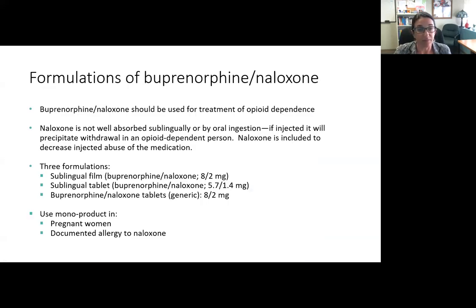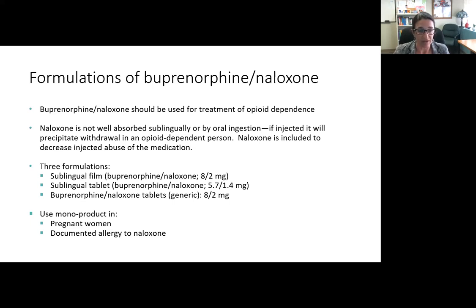So again, this is kind of summarizing that table. We are going to be using that combo product most usually for treatment of opioid use disorder. And the reason for that second medication, the naloxone being there, is that when taken as prescribed, that's not well absorbed, and so it's not going to cause someone to withdraw. However, if that medication is changed in its form and injected in someone who is on opioids, it will precipitate withdrawal. So that's really an antidiversion mechanism when that medication was made.